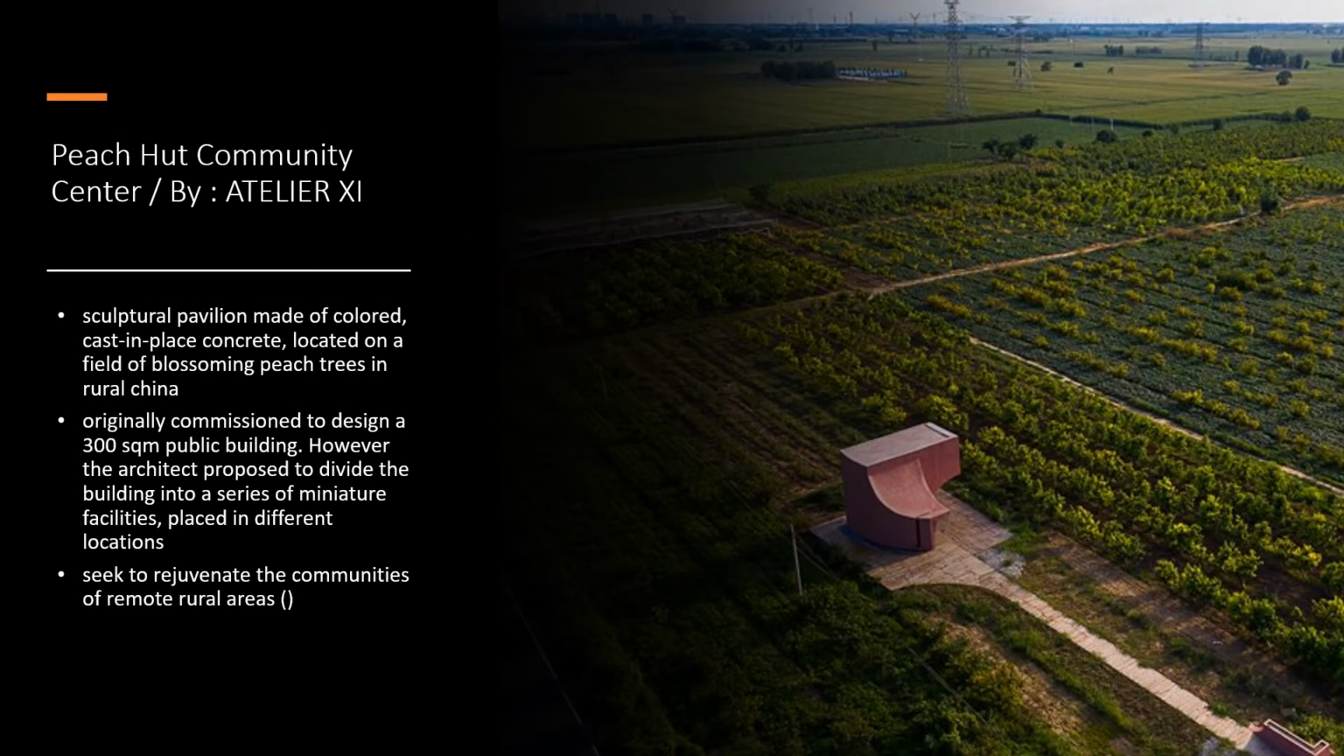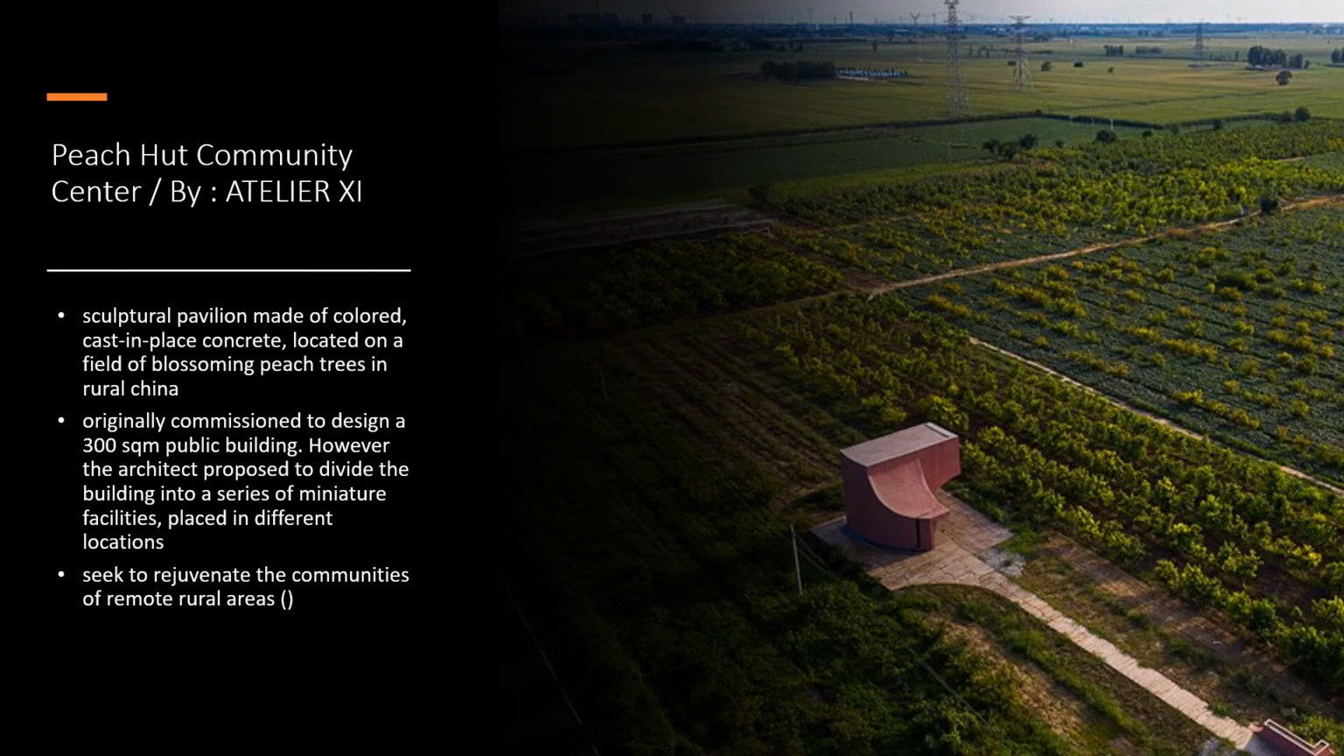Peach Hut Community Center was made of colored cast-in-place concrete, located in a field of blossoming peach trees in rural China. It was envisioned as a building cut from a series of invisible arcs driven from Earth and the cloud, forming a unique shape that rises to the sky.